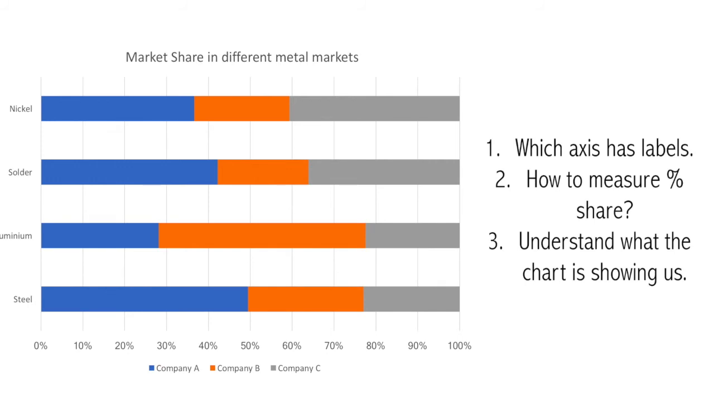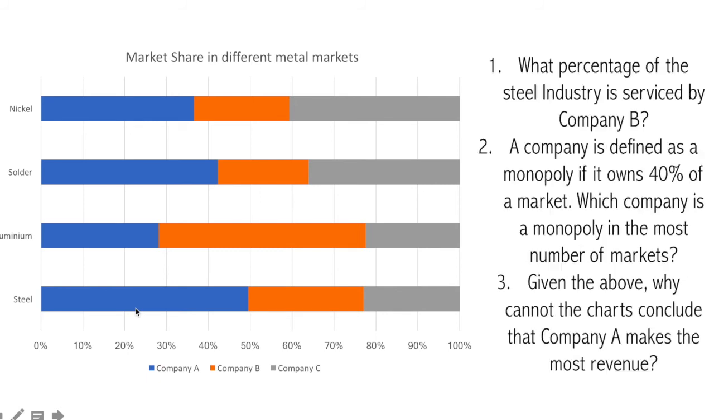And understanding what the chart is showing us here, the title is very indicative of this. So we're looking at the market share of 3 companies in different metals, right? So you may have very explicit questions like what percentage of the steel industry is serviced by company B? So 76 minus 49, 27%.